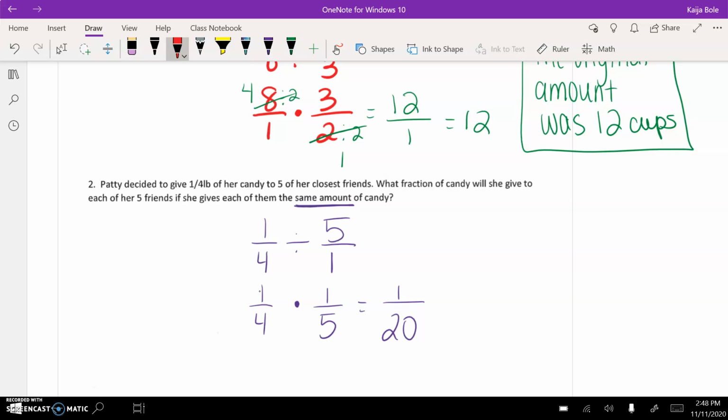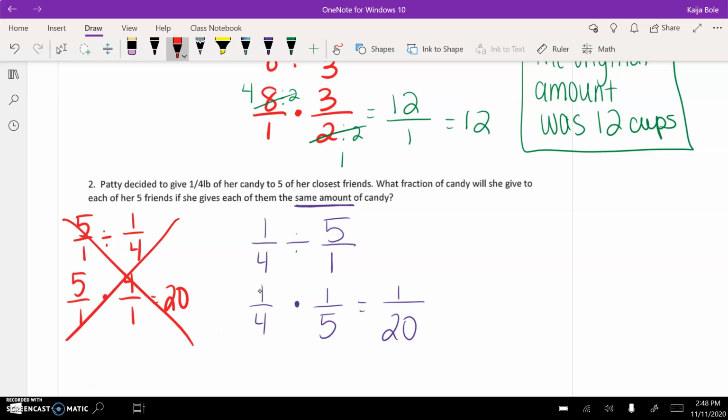Okay, imagine we did it backwards. What if we did 5 over 1 divided by 1 over 4? Well, then we would end up doing 5 over 1 times 4 over 1. You'd get 20. Does she have 20 pounds of candy? No, she doesn't. She only had a quarter of a pound, she doesn't even have a whole pound. Okay? So, again, check to make sure that your answer makes sense.